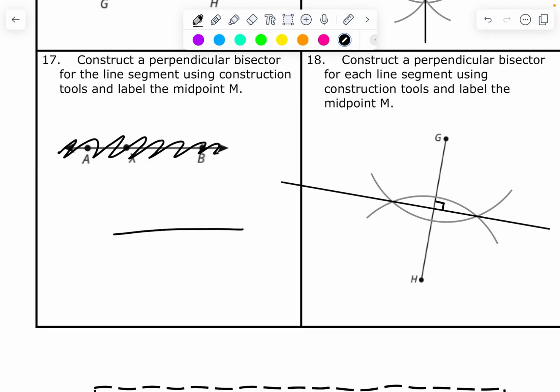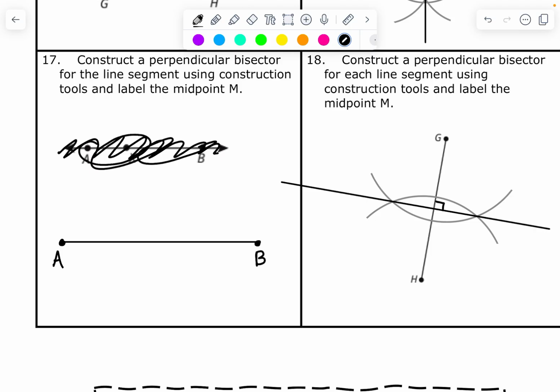All right. Try number 17, but this is not right. Go ahead and draw a segment. Put 2 endpoints on it. Okay, we'll call this AB, sure. But yeah, that one doesn't make sense because of the X.